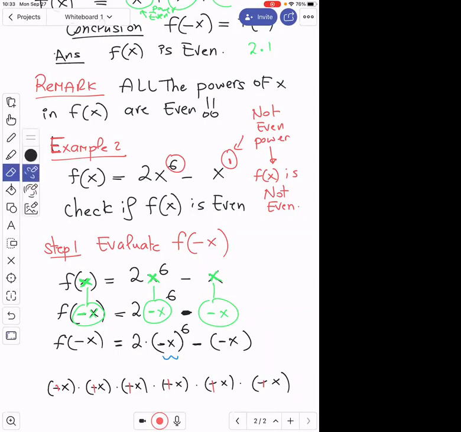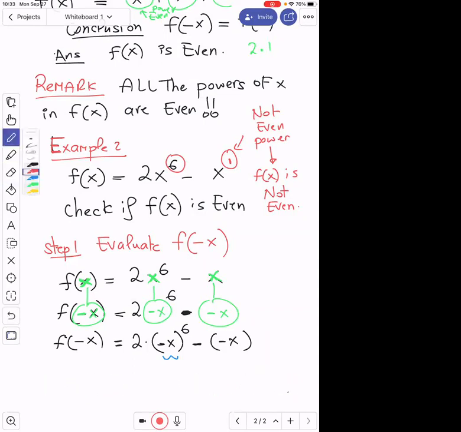So that will be 2 times x to the power 6. And then there's a minus minus, right? Minus minus will be a plus. So it's now plus x.